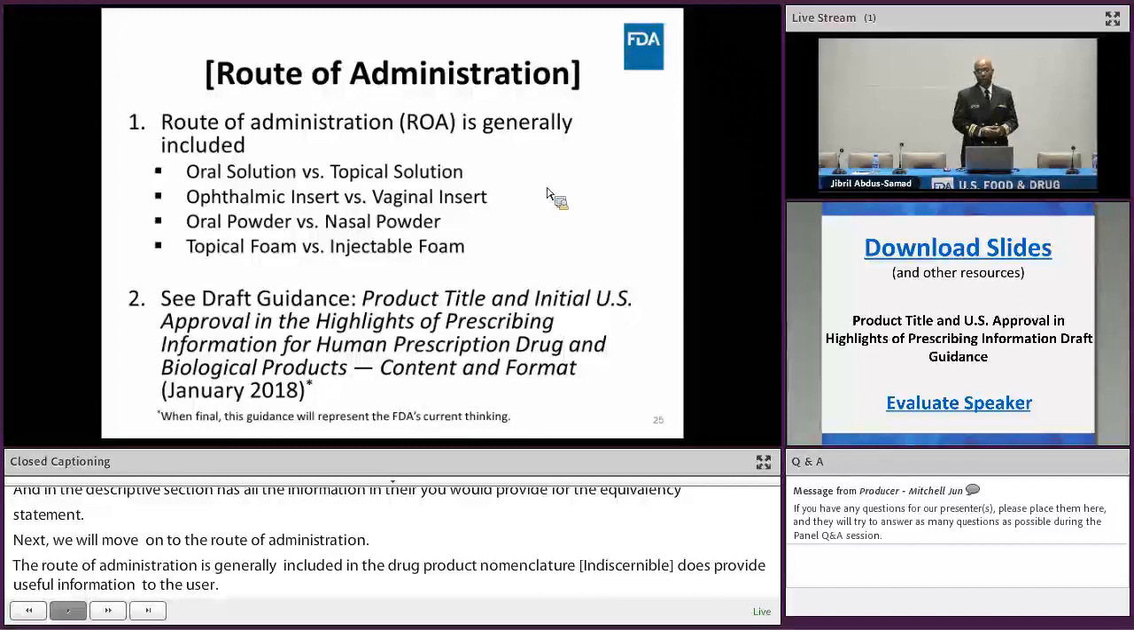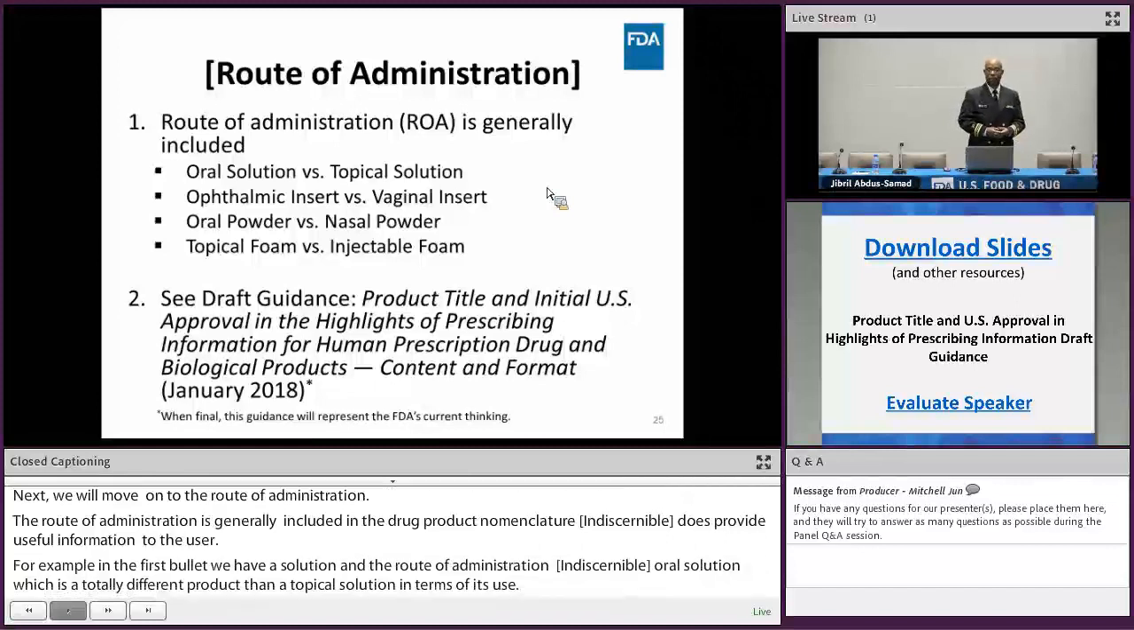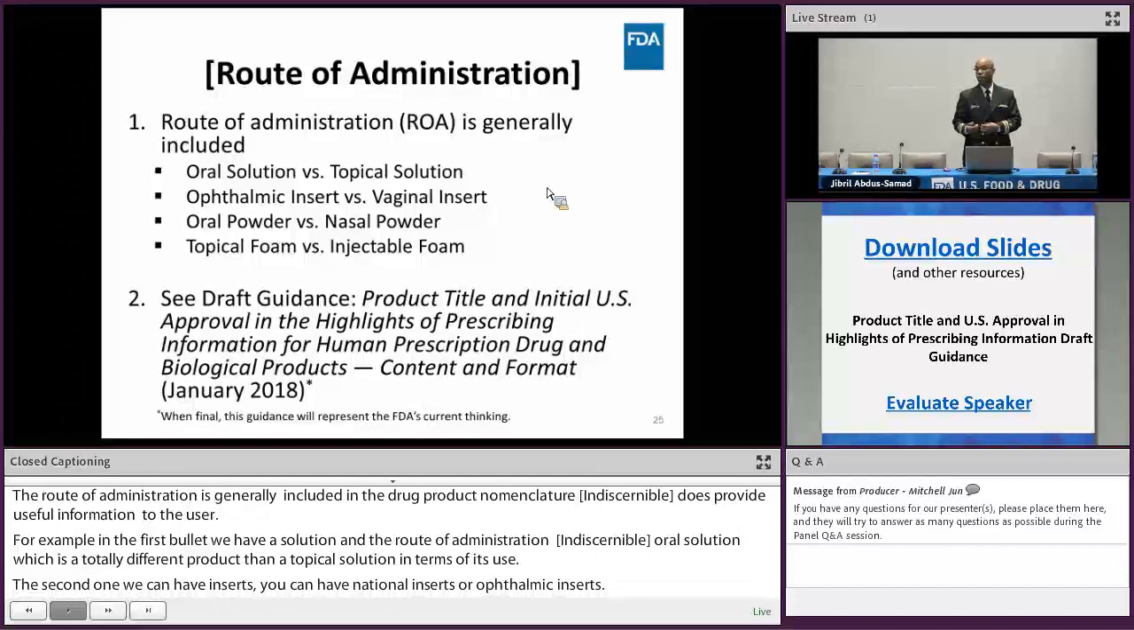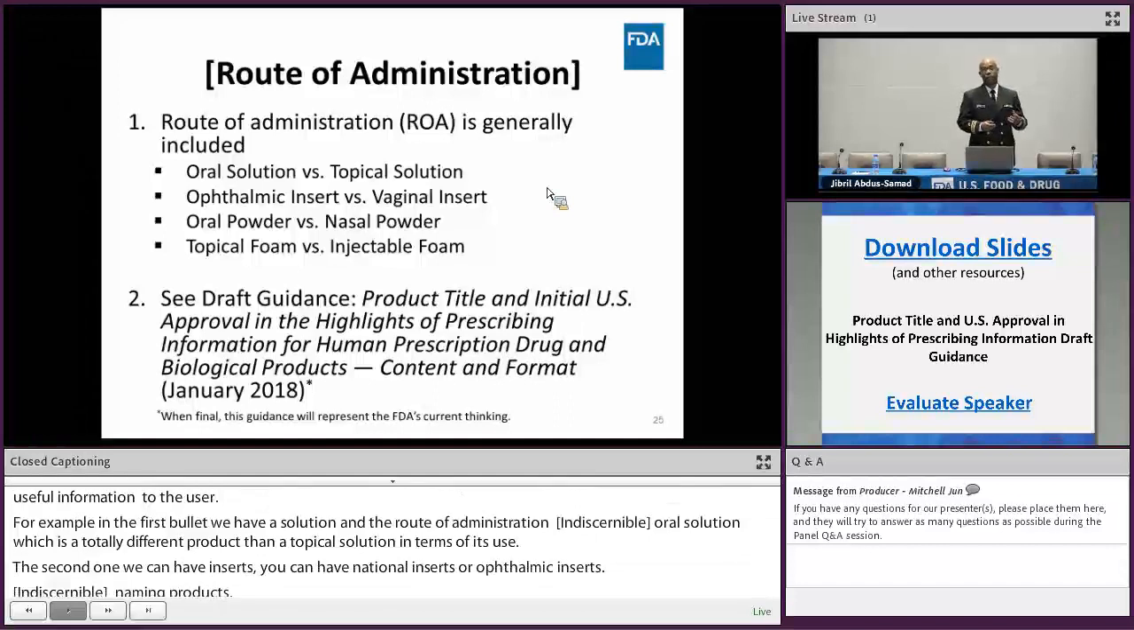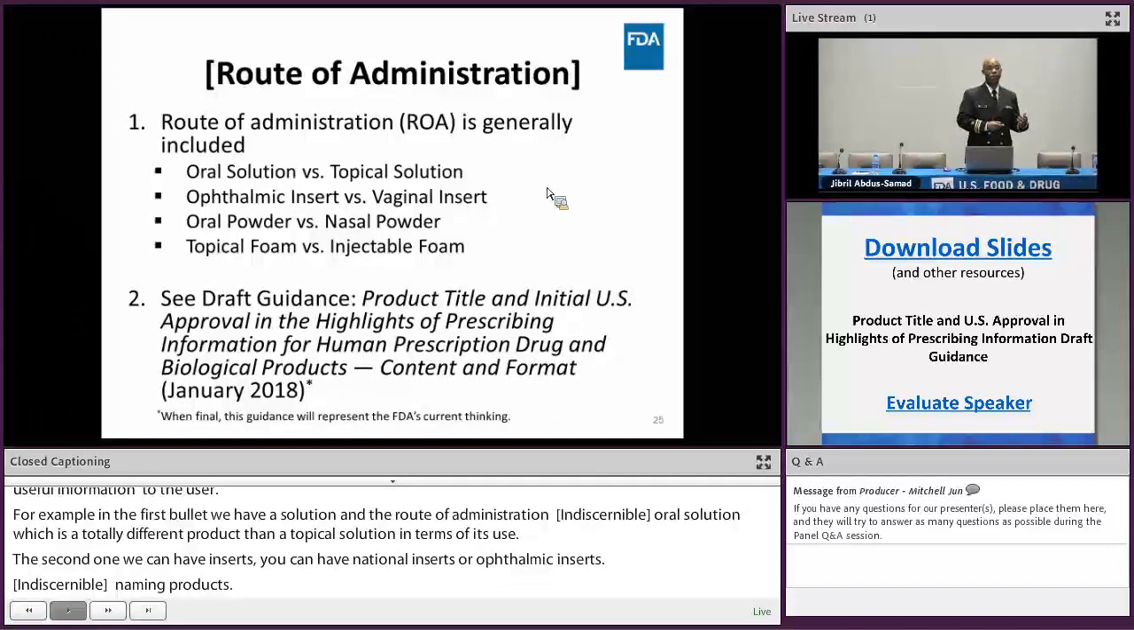The second bullet, we have inserts. You can have vaginal inserts. You can have an ophthalmic insert. So the route of administration is an important aspect of naming products. And actually, the last one I like, a topical foam versus an injectable foam. So there's the aspect of communicating to the user. It's a topical foam versus an injectable foam.